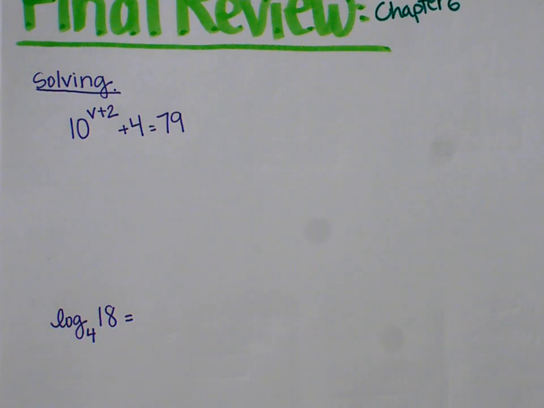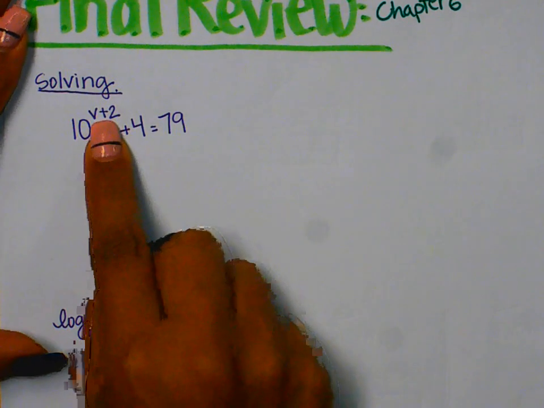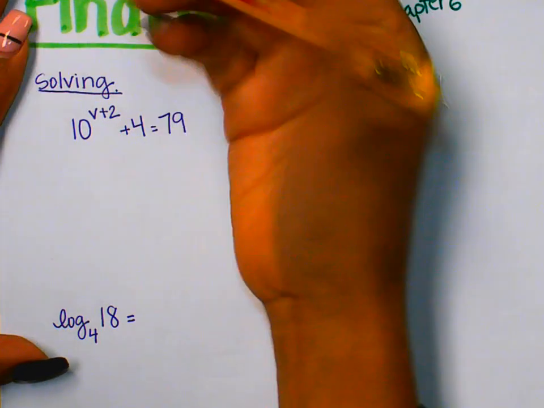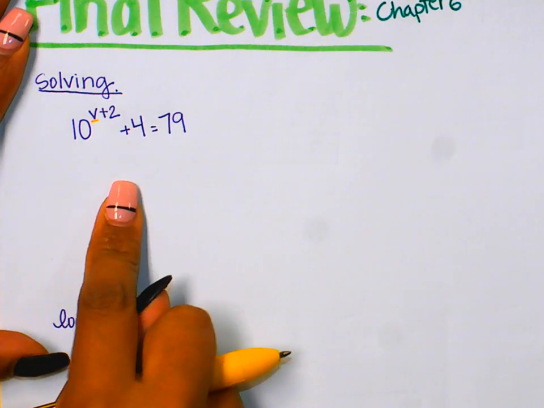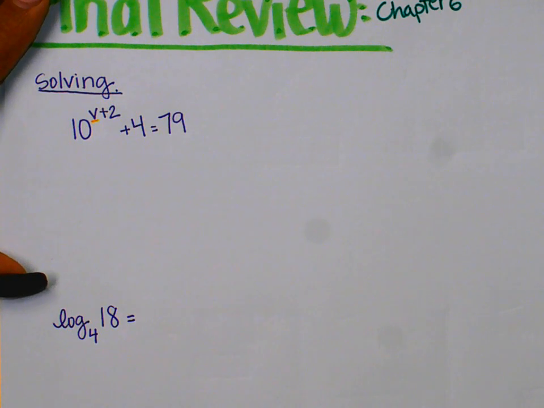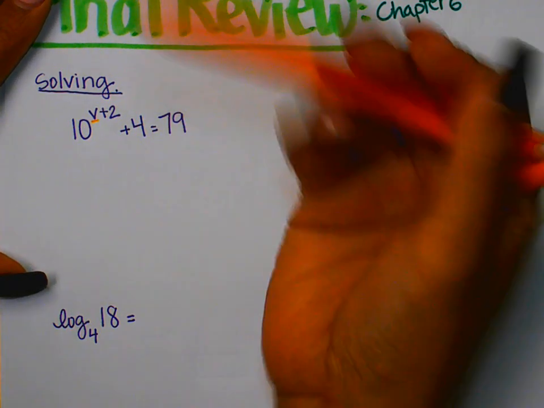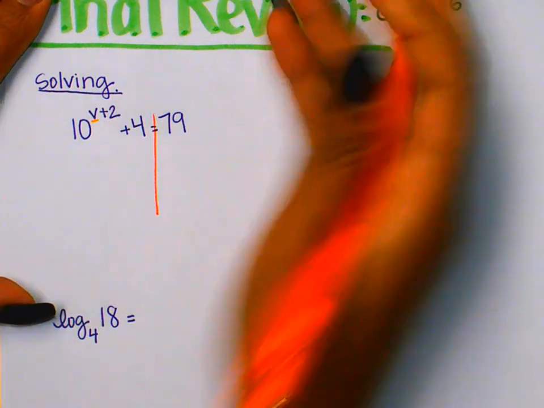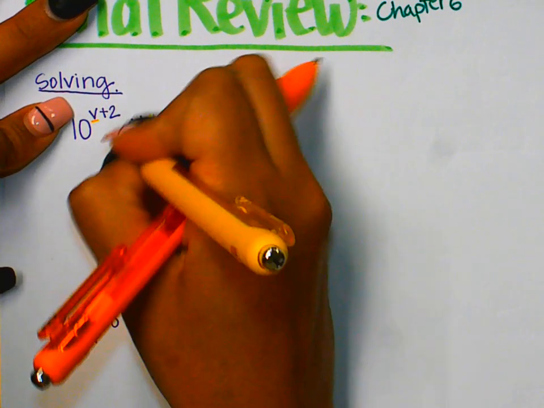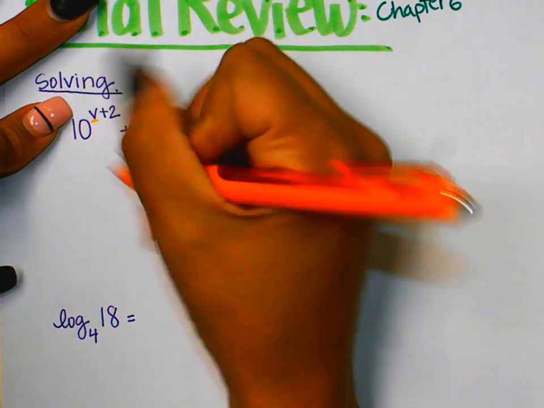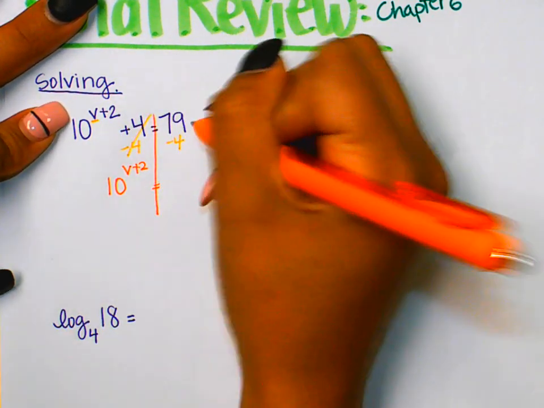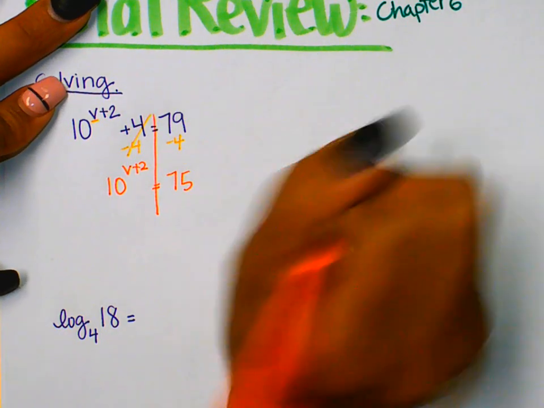Okay, so for the first one, 10 to the power of b plus 2, plus 4, is equal to 79. We know that we want to solve for this b right here, so we need to get rid of everything else. The only thing we can do right now is get rid of this 4. I'm going to drop my equal sign just to keep things lined up. Get rid of the 4, so since it's addition, I'm going to subtract, which cancels this out. This simplifies my equation a bit to 10 to the b plus 2 is equal to 79 minus 4, which is 75.